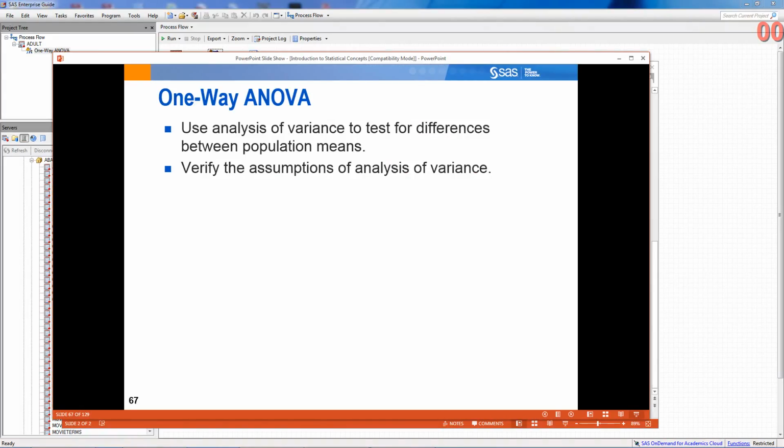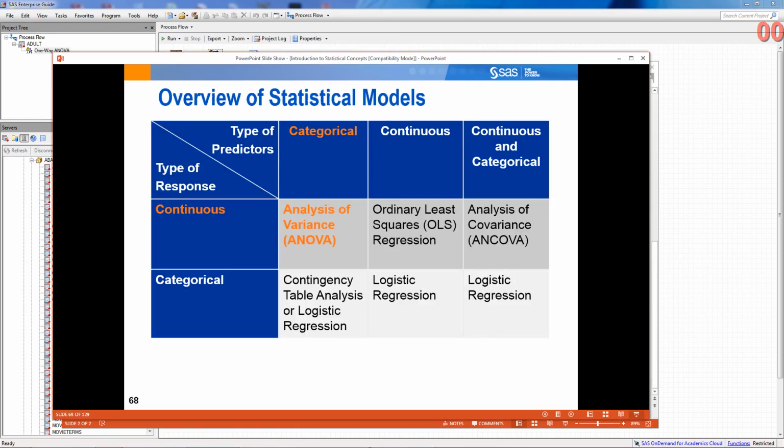I'm going to give you some introduction to a technique called analysis of variance. This is useful for comparing means of various groups within a sample set, and it's widely used in analyzing experimental data. And the idea is, if your predictor is categorical data and the response variable is continuous, then the method you want to use is ANOVA.